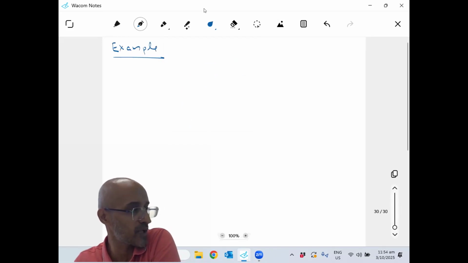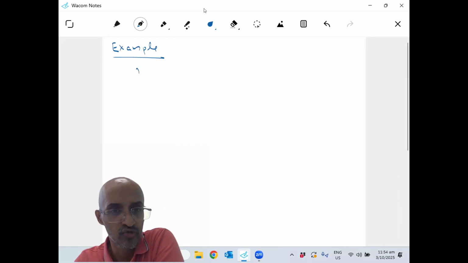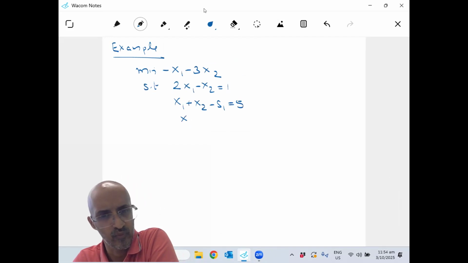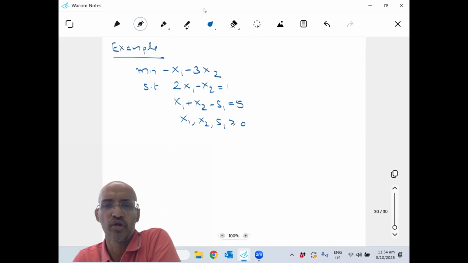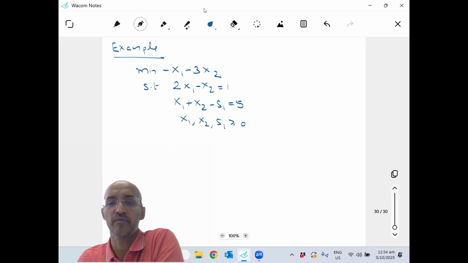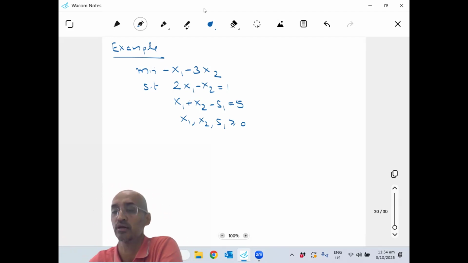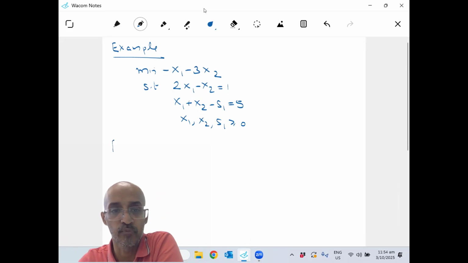I won't do all the steps, but I will show you the example. Minimize minus x1. I'm going to keep it simple. So here is an LP where I don't have immediately an identity matrix floating about. If you see immediately, you can't see a 1001. So what will phase one do?